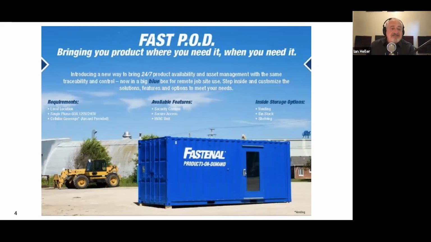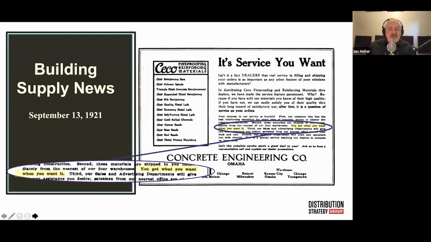In any case, it's been used for a long time. So we just, for fun, did some deep dive research here, and we found a couple of ads. One's 99 years old, the other one's 100 years old, that use some variation of this theme of product wherever you want it, when you want it, what you want.